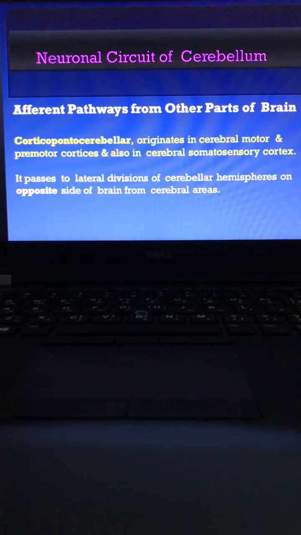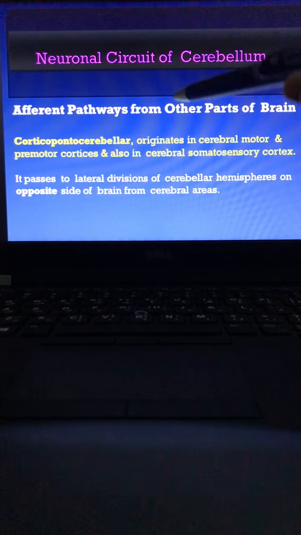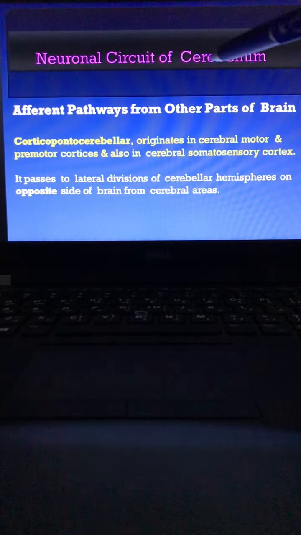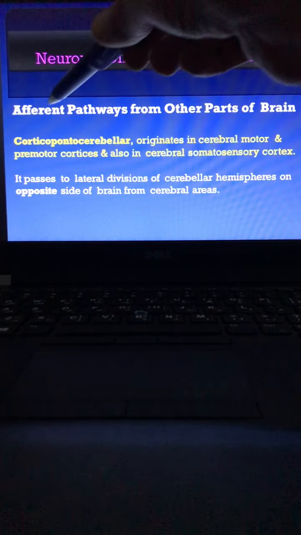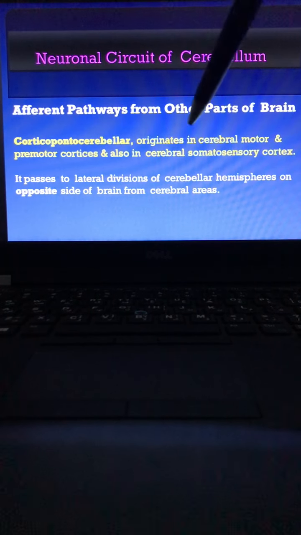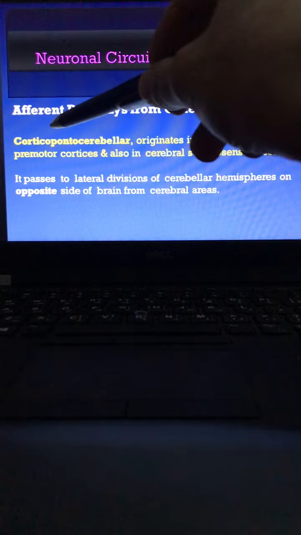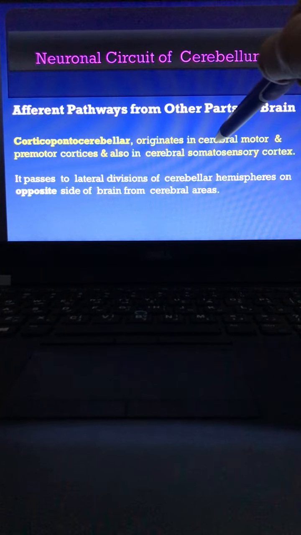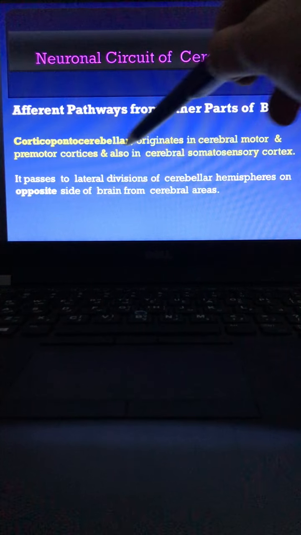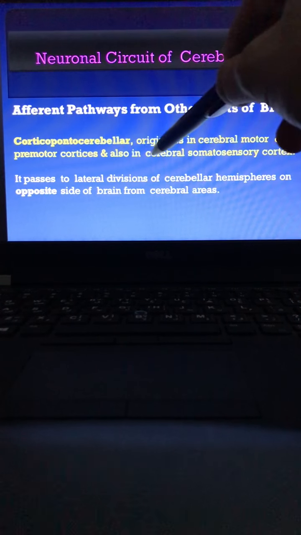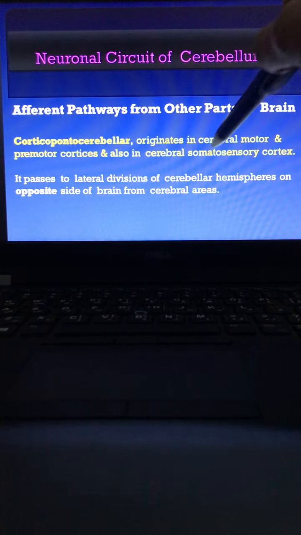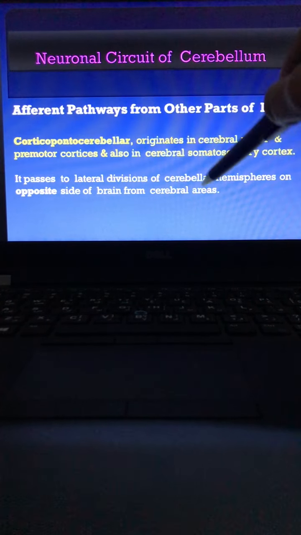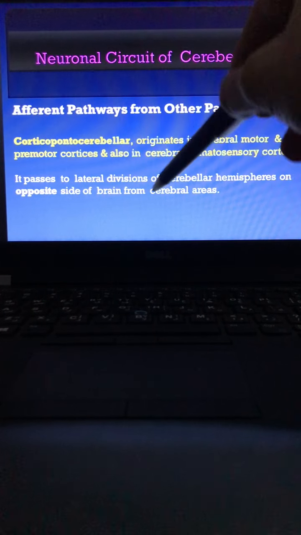Neuronal circuits of the cerebellum, the afferent pathways from other parts of the brain. Afferent, meaning incoming toward the cerebellum. For example, corticopontocerebellar, which originates in the cerebral motor and premotor cortices and also in the somatosensory cortex, passes to the lateral division of cerebellar hemispheres on the opposite side of the brain.